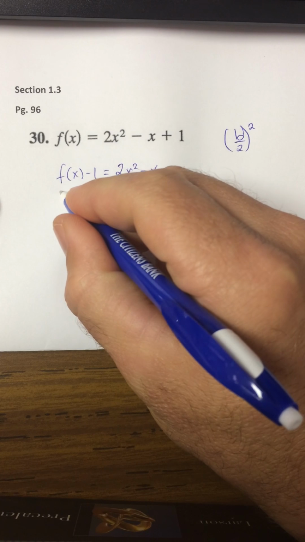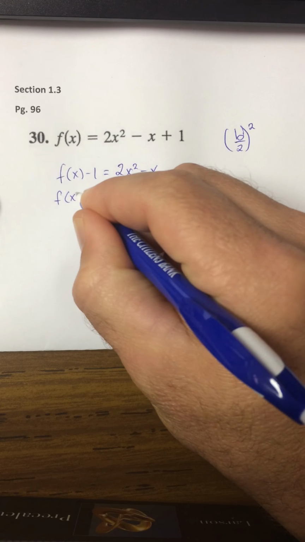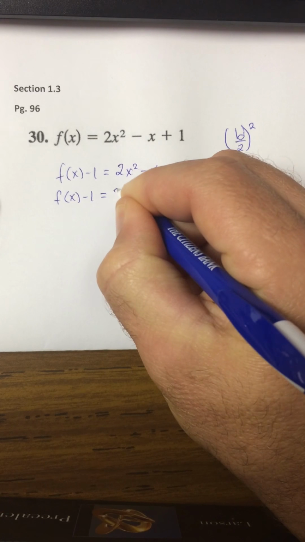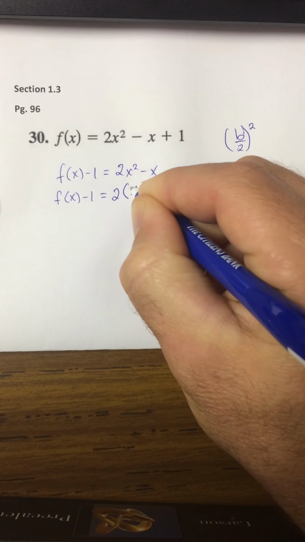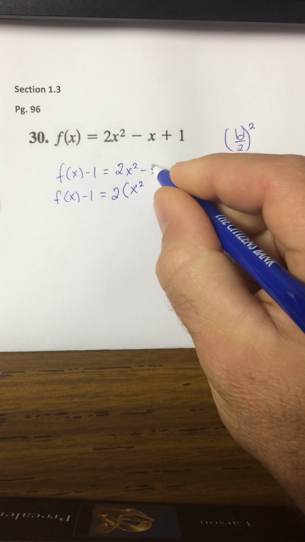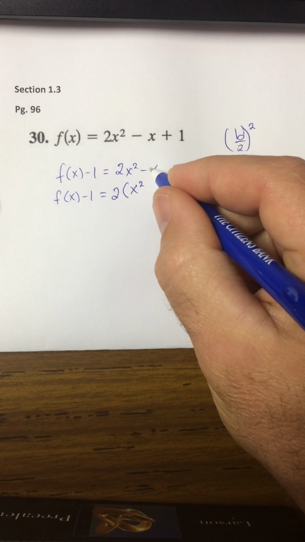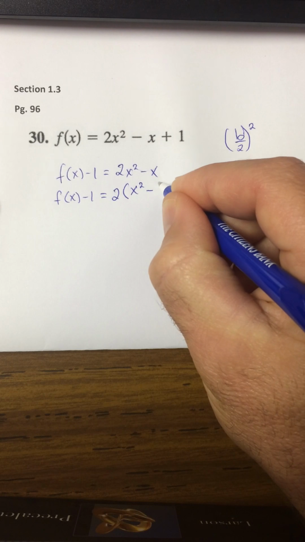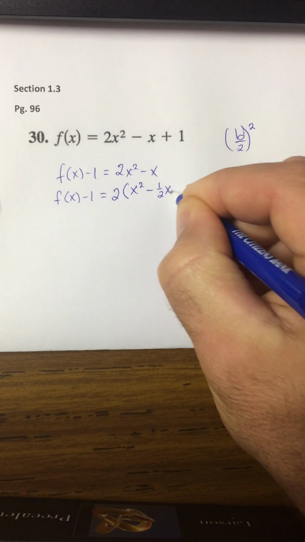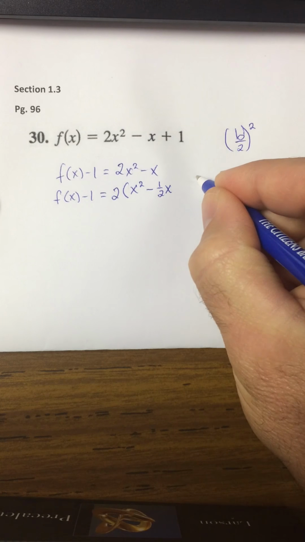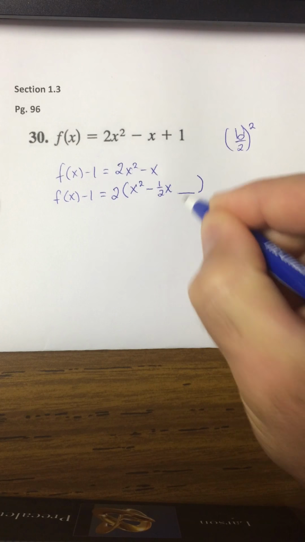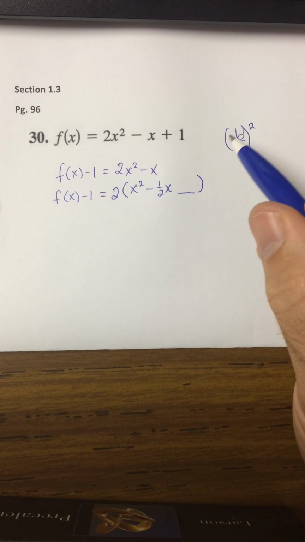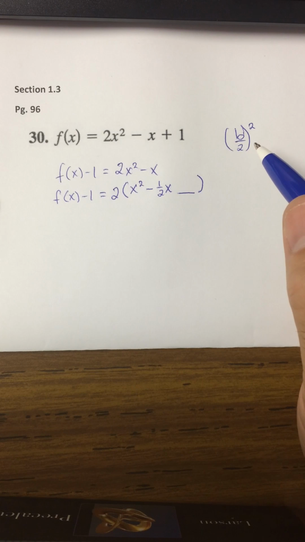So I'm just going to keep this side the same. f of x minus 1 equals 2 outside of x squared, and there's understood to be a 1 in front of there. And when I factor out a 2, I'm dividing by 2, so it'd be minus 1/2 x. And then leave a space because we're ready to complete the square. We're ready to do the rule for completing the square, the b over 2 squared.